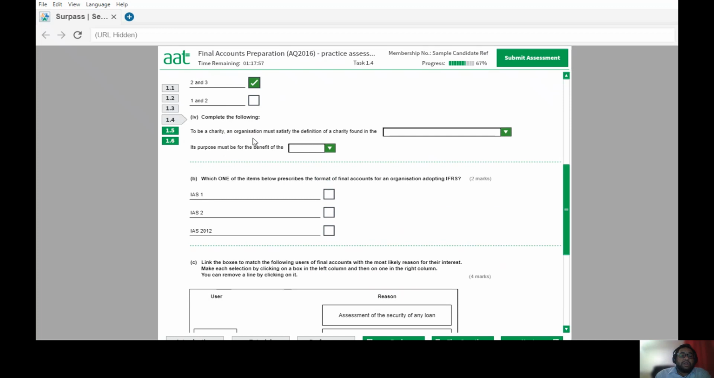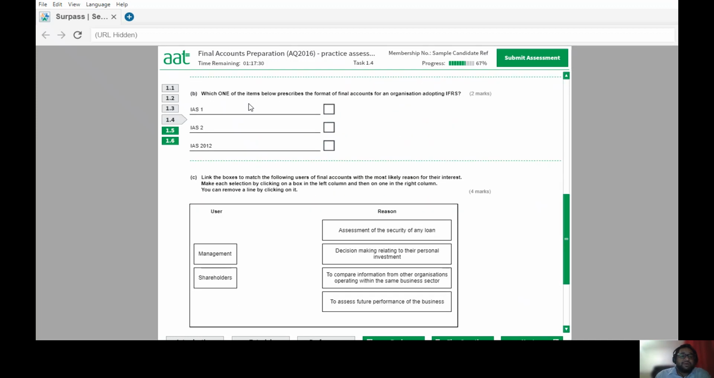To be a charity, an organization must satisfy the definition of a charity found in the Charities Act, not the Code of Practice for Non-Profit Organization. No, there is no Code of Practice like that. Its purpose must be for the benefit of the society or the public, not for the charity itself. So it is going to be not for trustees, it's for the public. Okay.